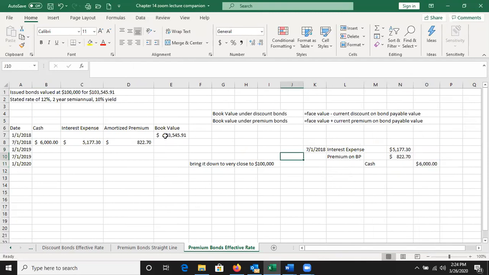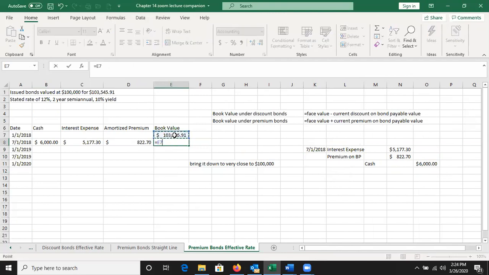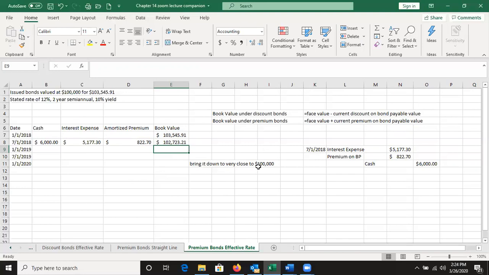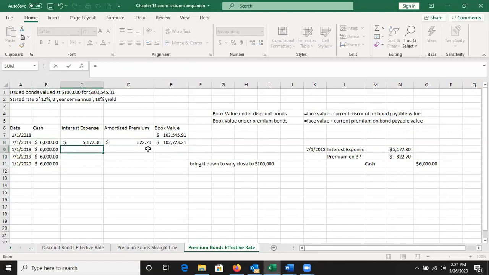Okay. So now with premiums, the new book value is the old book value minus the amortized premium. Because again, we're bringing the book value down to $100,000. So cash will never change because think about the formula. It's based on the face value, 100,000 times the stated coupon rate, 12%. Interest expense will change because it's based on the most updated book value times the market rate, 10%, times the period, so 0.5, 6 out of 12 months.